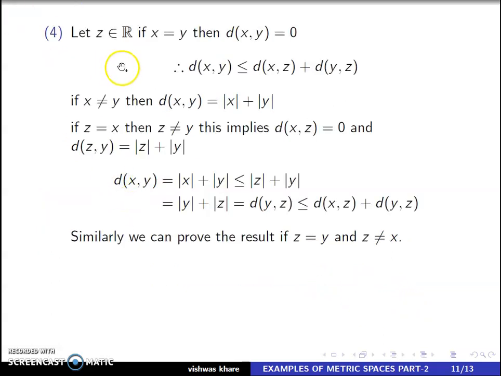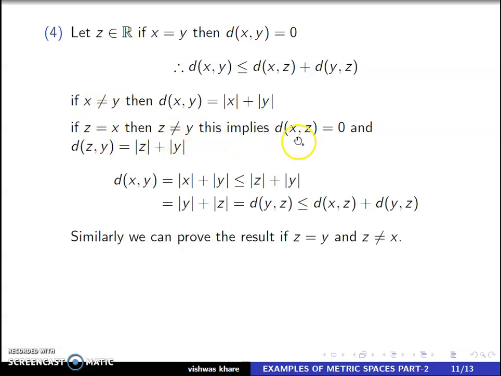Fourth property, let z belong to R. If x is equal to y, then d(x,y) is equal to 0. So the left hand side is 0 and on the right hand side, these two are non-negative quantities. So this holds, that d(x,y) is less than or equal to d(x,z) plus d(z,y). If x is not equal to y, then d(x,y) is equal to modulus of x plus modulus of y. Now if z is equal to x, then z cannot be equal to y, because if z is equal to x and x is not equal to y, so z cannot be equal to y.